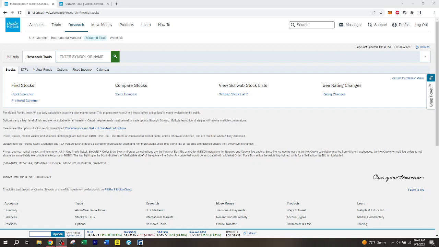And today we're going to be talking about using Charles Schwab's stock screener to do some of that market research for you and automate how you find your stocks.